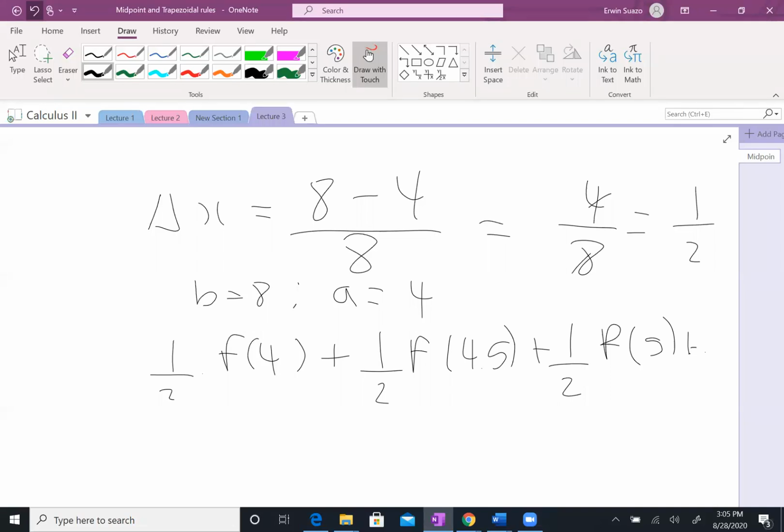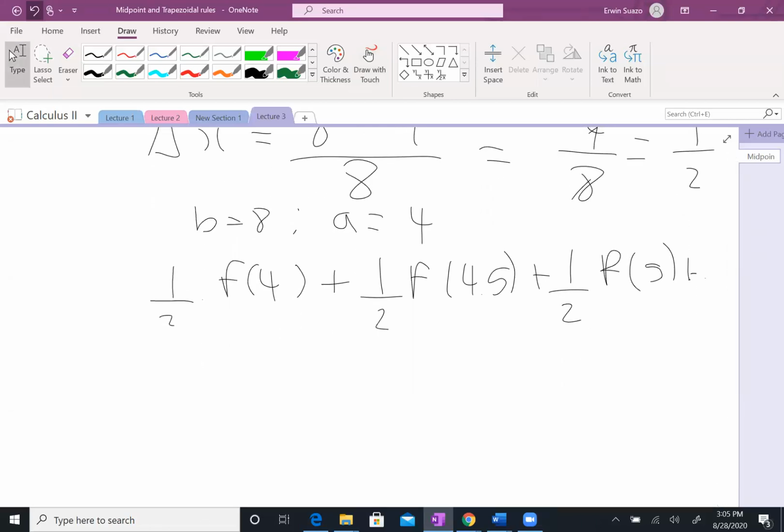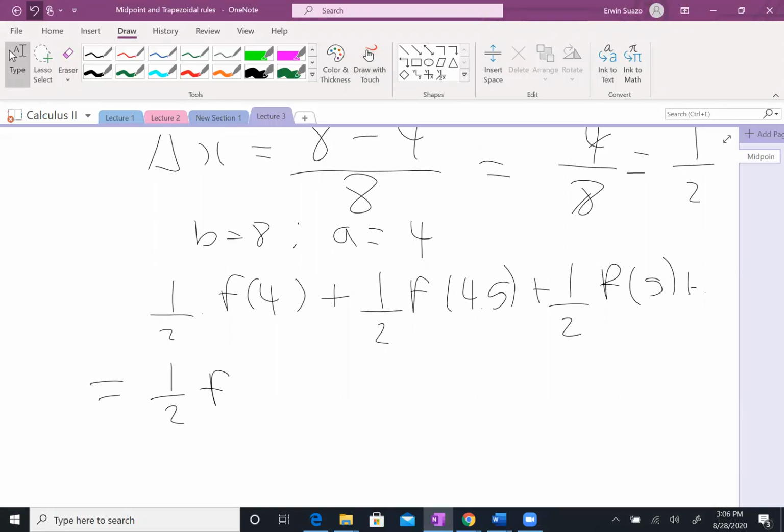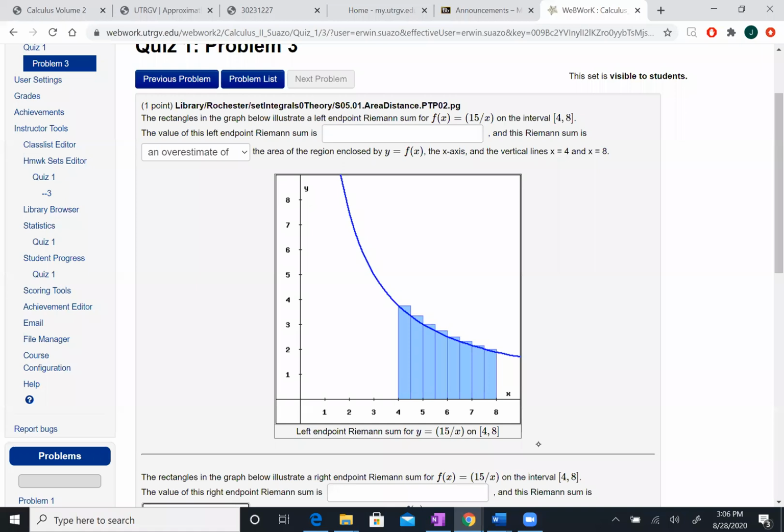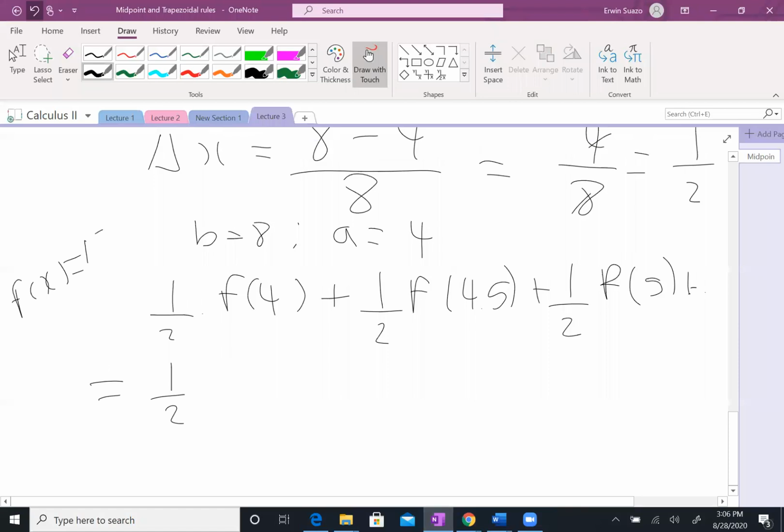But what is f? What is my function? f of x equals 15 over x. So this is 15 over x. So what is f of 4?